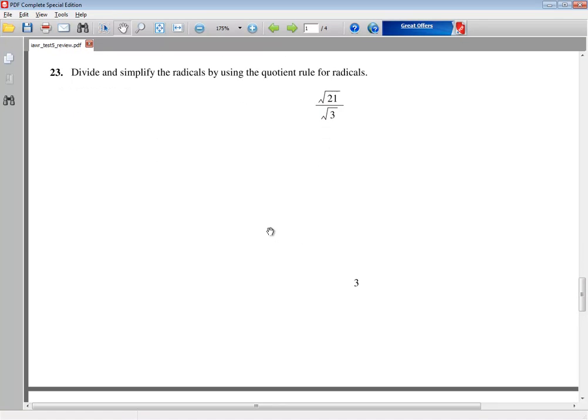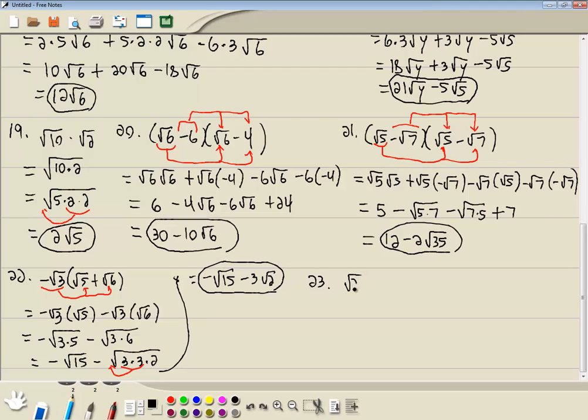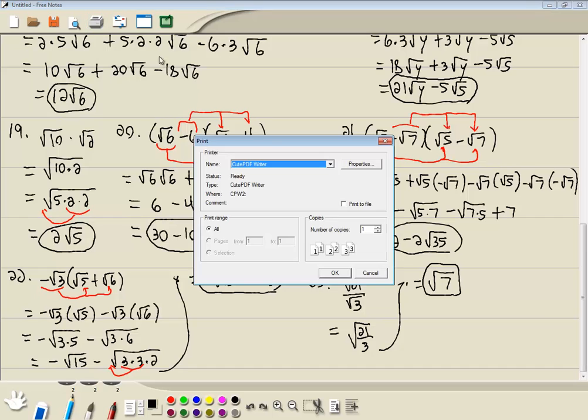Now number 23. We got square root of 21 over square root of 3. Now this problem looks like it would do me some good to put into a single fraction, because 21 divided by 3 would give us 7. So I'm going to merge this into a single fraction. I have square root of 21 over 3, which 21 divided by 3 is 7, and our answer is square root of 7. The problem, of course, is we can't have a radical in the denominator. That was our main issue from the first. So we'll go ahead and save that.